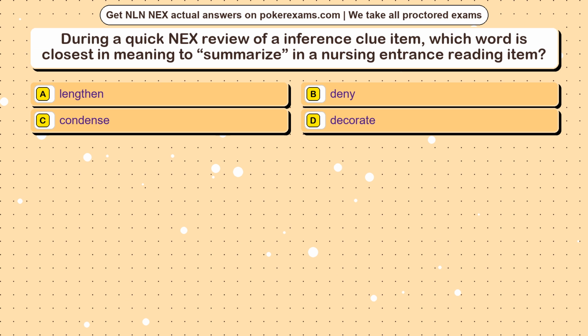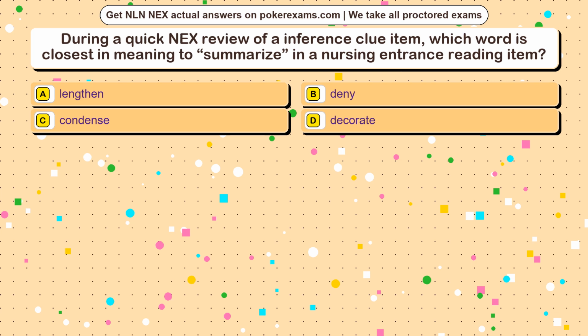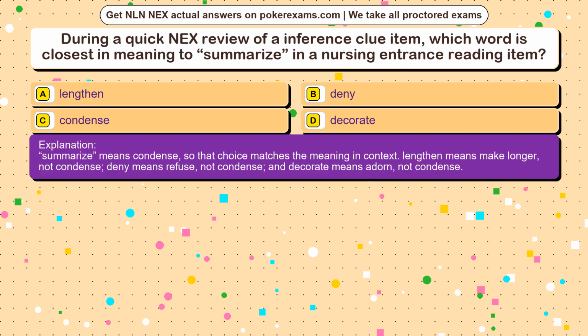Question 2. During a quick NEX review of an inference clue item, which word is closest in meaning to summarize in a nursing entrance reading item? Option A, lengthen. Option B, deny. Option C, condense. Option D, decorate. The correct answer is option C. Summarize means condense, so that choice matches the meaning in context. Lengthen means make longer, not condense. Deny means refuse, not condense. And decorate means adorn, not condense.